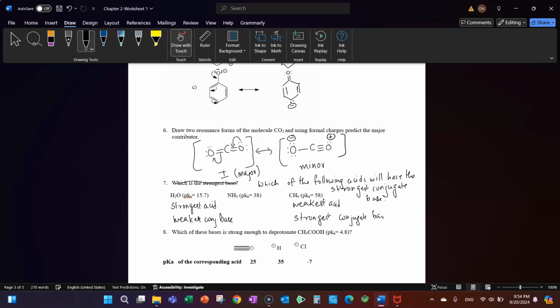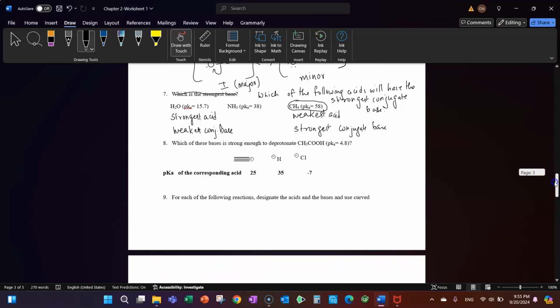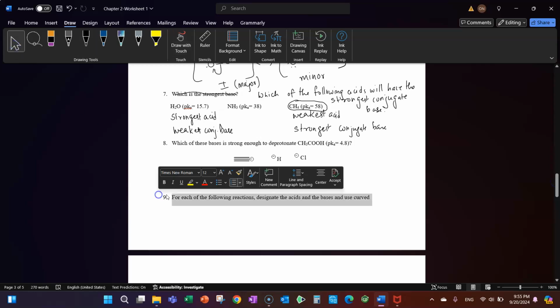So to answer the question, it should be this one, methane, that will have the strongest conjugate base. Then which of the following base is strong enough to deprotonate?